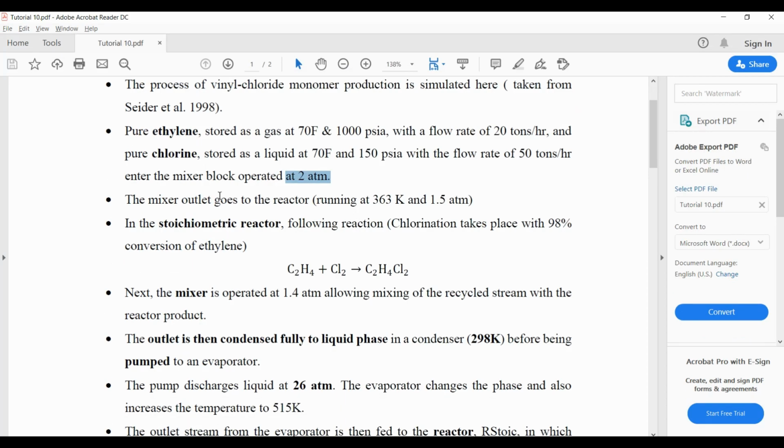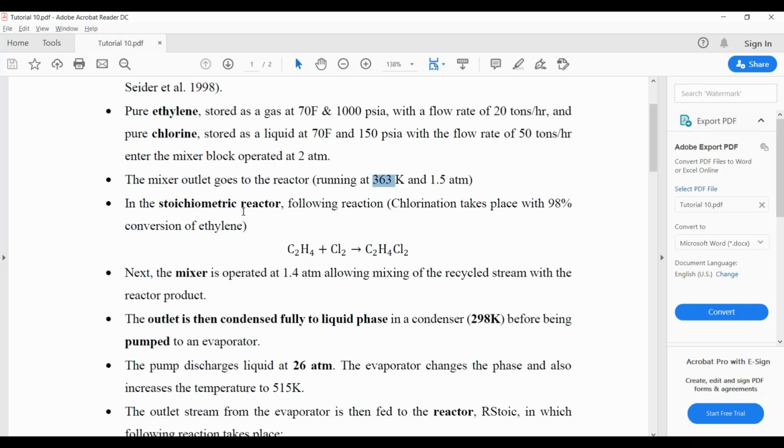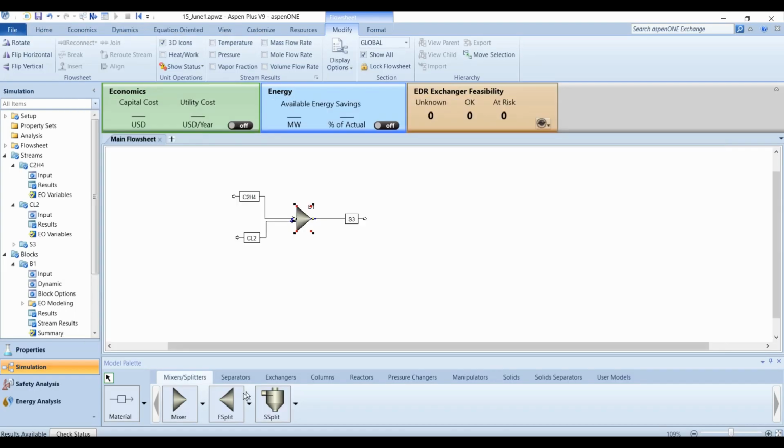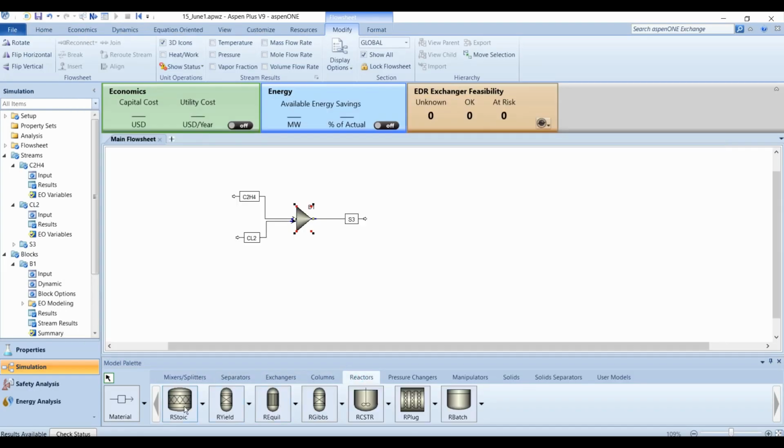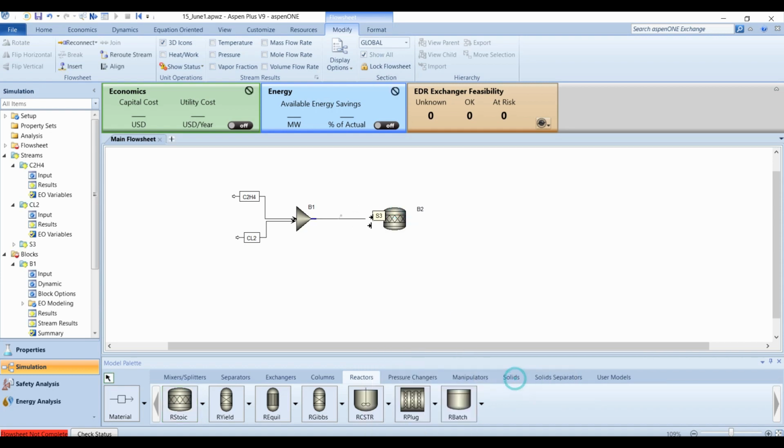The next step is the mixer outlet goes to a reactor which is running at 363 Kelvin and 1.5 atmosphere. But remember to see what type of reactor it is. I have put it in the next bullet that in the stoichiometric reactor the given reaction is taking place. So that reactor is again a stoichiometric reactor, similar to what we used in the previous tutorial. So I am going to use RStoich. I am going to connect this to RStoich. Then I will complete the streaming and I will click on next.